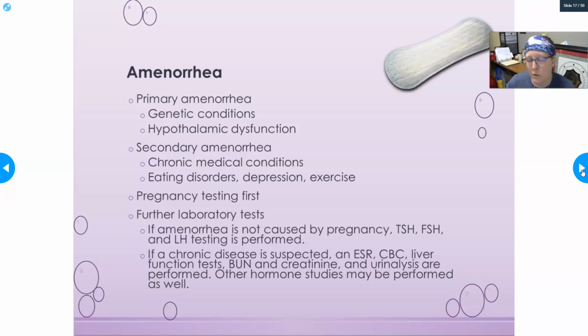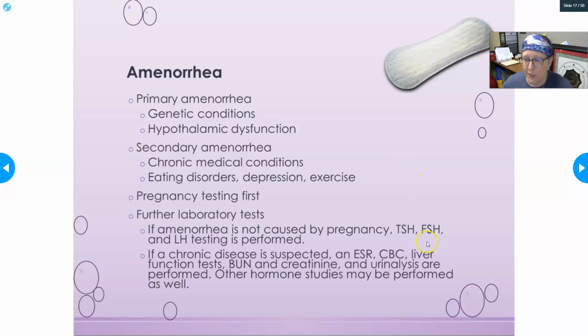You always want to do a pregnancy test first to rule that out as a cause of amenorrhea, because when a woman is pregnant, her period stops, and that is really going to be the most common cause of a period stopping. It's going to be pregnancy. But then if that is negative, we can do further lab tests.